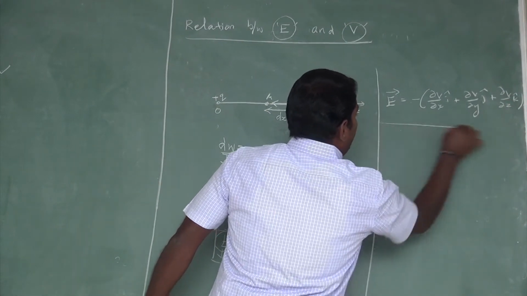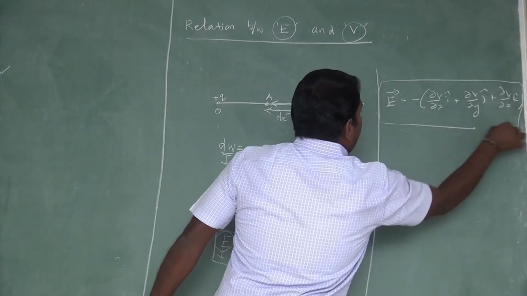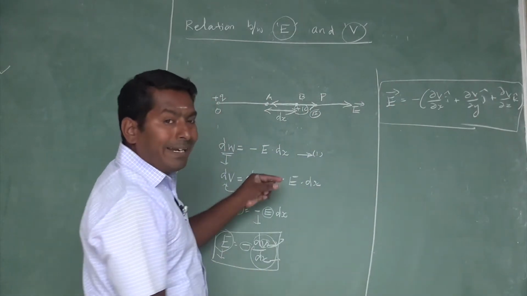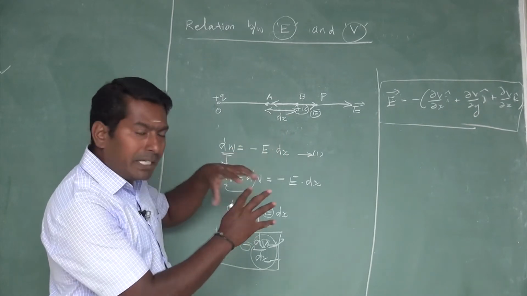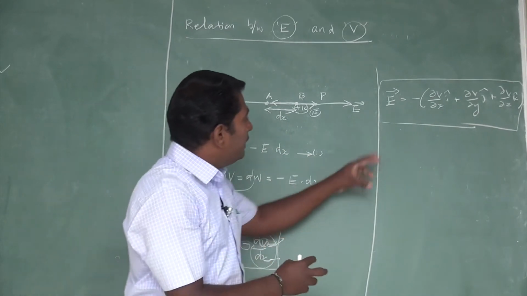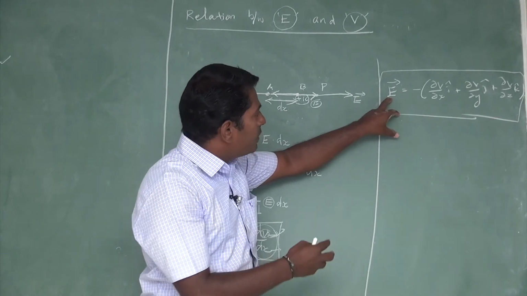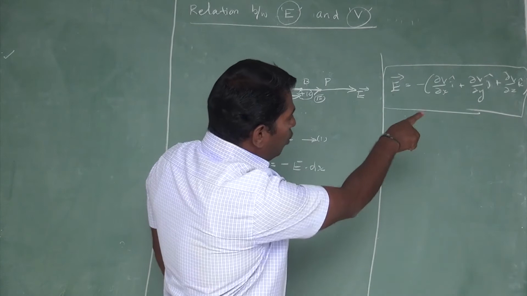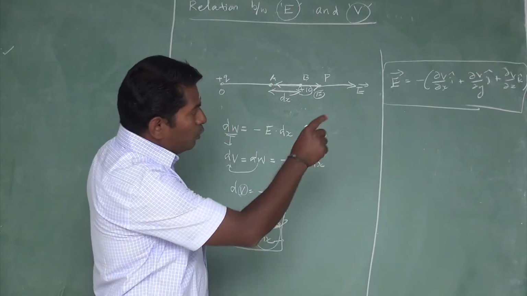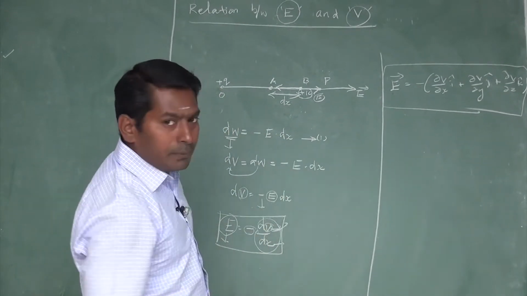It is an important expression. The electric field at a point in space can be calculated when the electric potential varies with respect to the three coordinate axes. E vector is equal to minus dou V divided by dou x i cap plus dou V divided by dou y j cap plus dou V divided by dou z k cap.